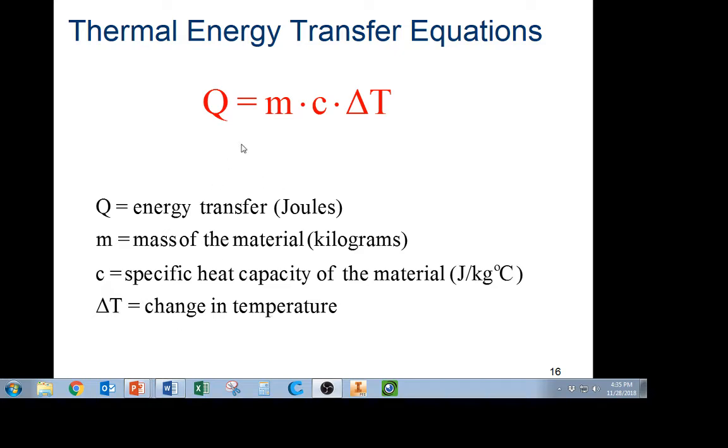Basically what this is saying is if we want to figure out how much energy is transferred, then we need to figure out how big an object is, what it's made of, and how much the temperature changed, which seems to make sense.